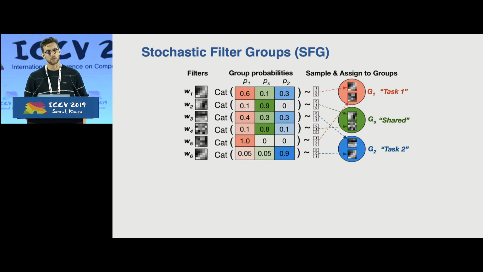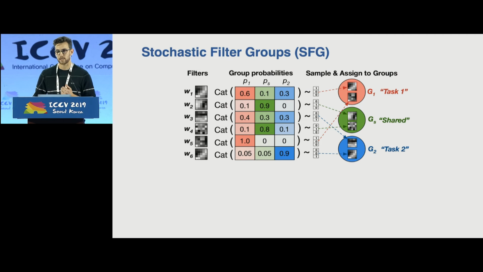At each layer of the network, each kernel is assigned to the defined groups. For each kernel, there's an associated categorical distribution whose probabilities define the kernel grouping. It is our aim to simultaneously learn these probabilities whilst updating the filter weights.